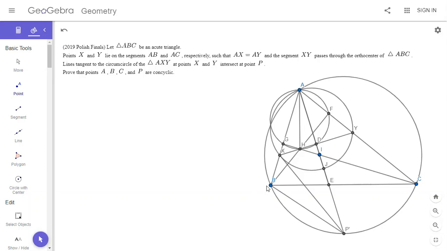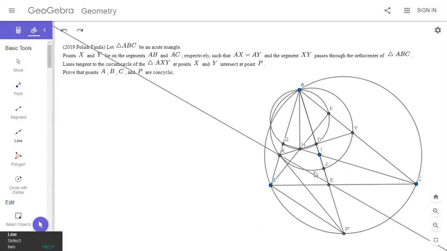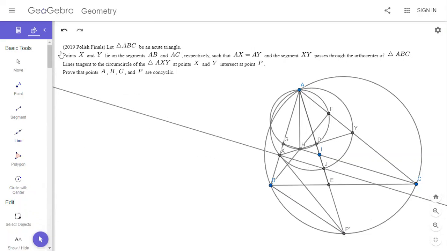So we have P prime. I think I have an idea. We have P prime B squared is equal to P prime E times P prime A, and we want to show P prime X squared is P prime J times P prime A. So is XJ parallel to BP prime? Let's see. I don't think so. No.